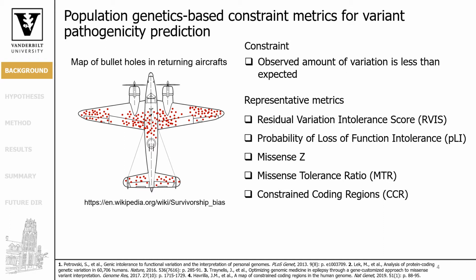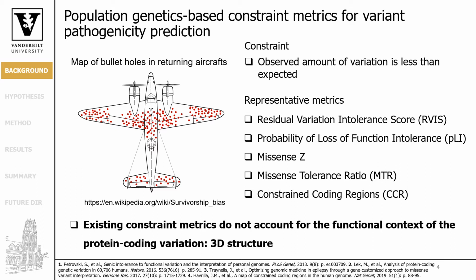As shown inside the papers cited down here, these metrics performed well in various variant interpretation and disease gene discovery tasks. However, the important aspect that we think was missing from these existing approaches is that they do not account for the functional context of the protein coding variation, the three-dimensional structure, and quantifying the population genetic constraint in the context of three-dimensional structure is our focus.